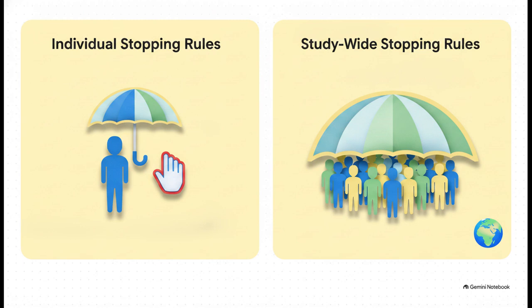But we contrast this with study-wide rules. So if there are unexpected patterns of toxicity across the whole cohort, or say a product contamination, that acts as a mandatory trigger to immediately suspend the entire trial for everyone.